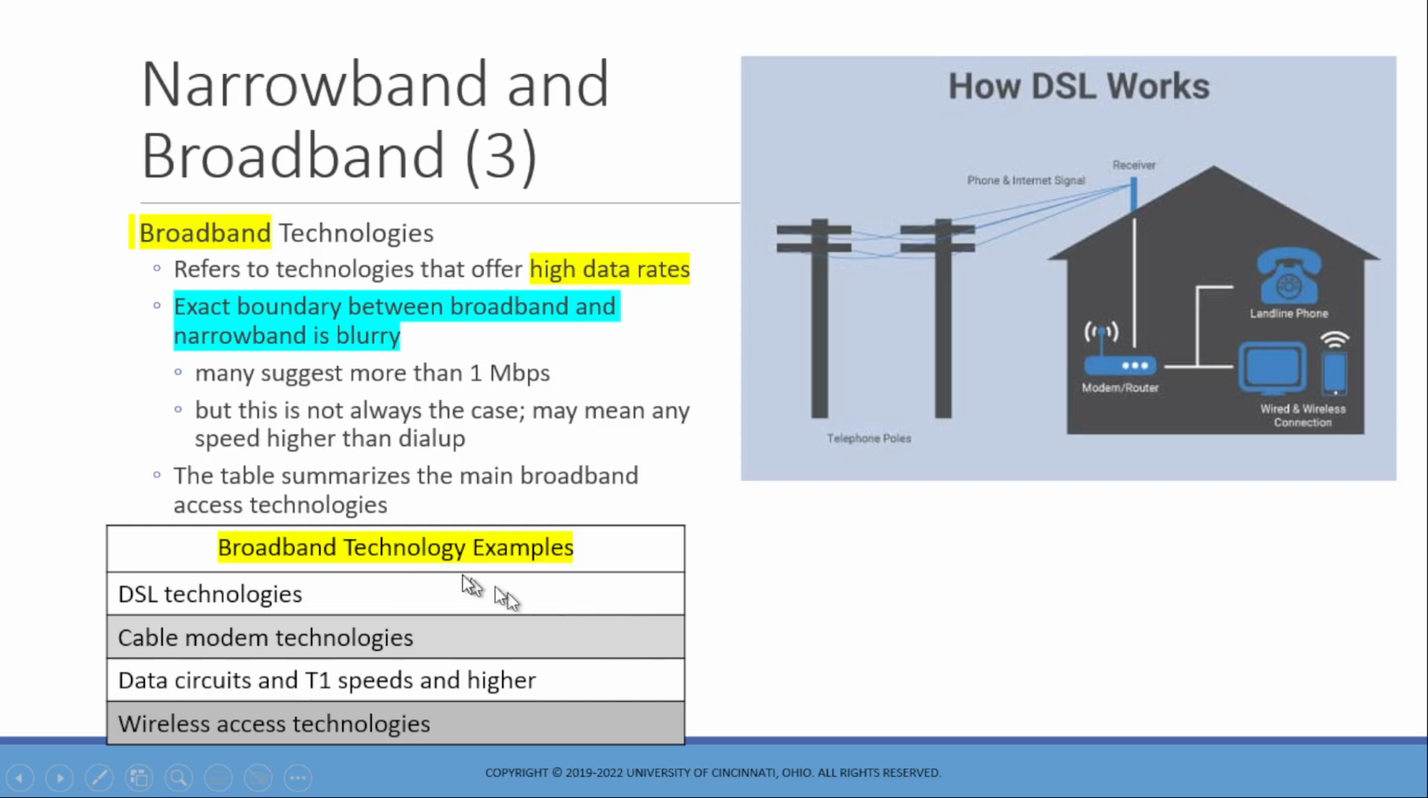Now, broadband, on the other hand, is higher data rates. And just so you know, when we say broadband and narrowband, there's no exact number or definition of each. It's more of a general term, right? If it's slower, it's narrowband. If it's faster, it's broadband.